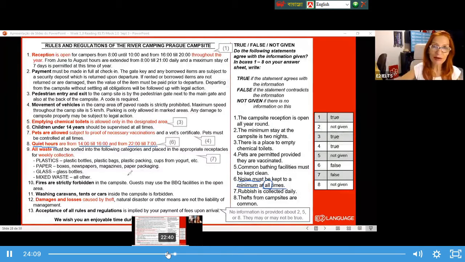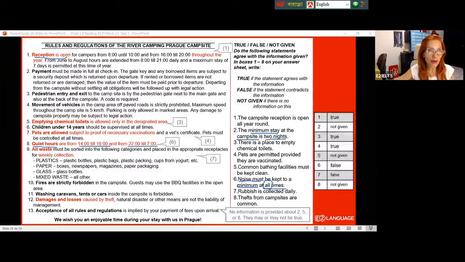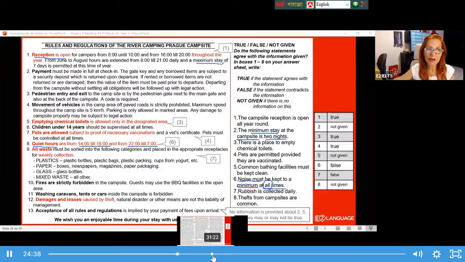Number 2. The minimum stay, keywords, minimum stay at the campsite is 2 nights. So this is not given, and why not? So if we come here, we do not have any information about minimum stay. We have information, the time that it's open, reception is open. We have a maximum stay, but there is no information about minimum. So it's not given. That's it. It only mentions a maximum stay. Very well. Any other questions?